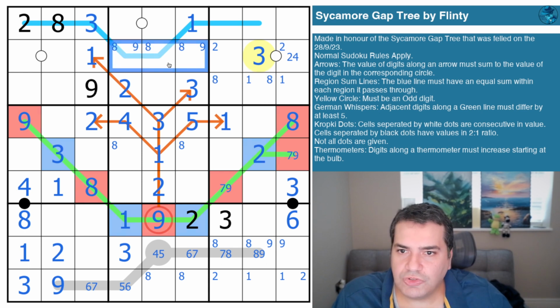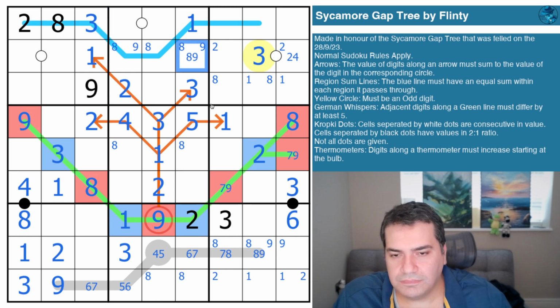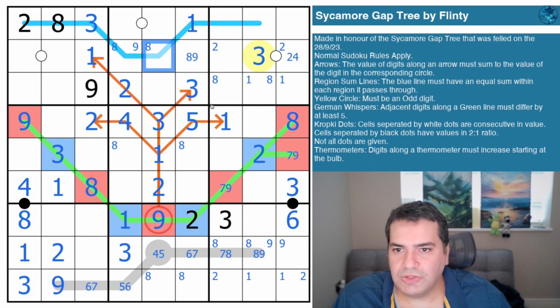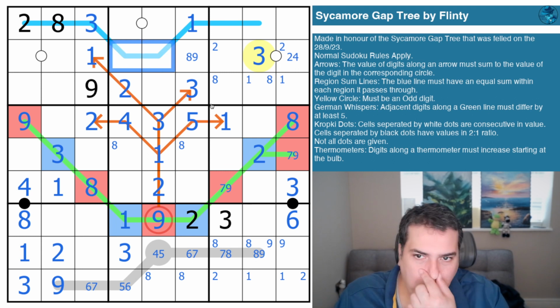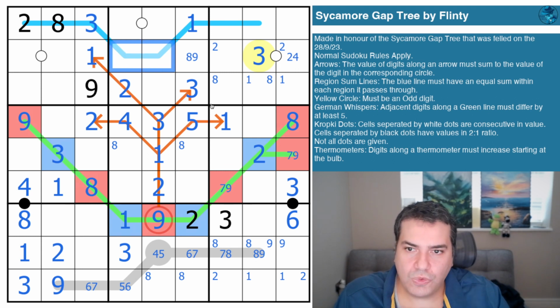Now, something that just occurred to me is there's no way 8 and 9 are both on this region sum line because the sum is 13. So this is 8 or 9. I'm actually going to remove some of these corner pencil marks. They're a bit of a distraction. And the fact that there is an 8 or 9 on here, I actually know what this region sum line is now. So this is a 1.